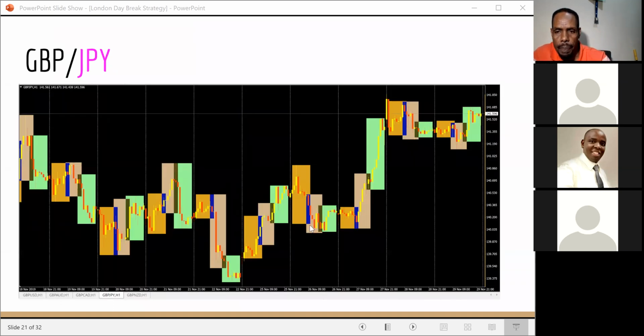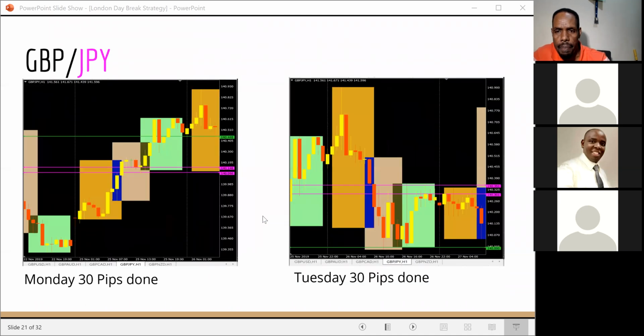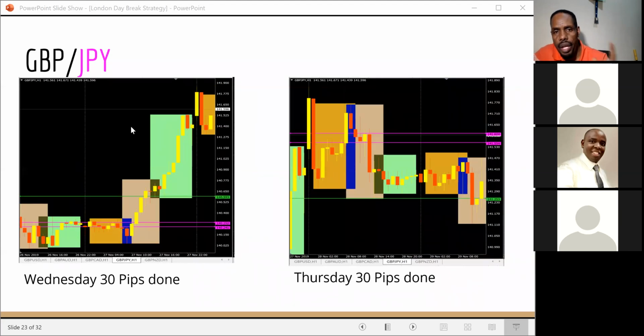All right. Now, Japanese yen, let's look at the Japanese yen. The Japanese yen Monday achieved its target. This is the first hour of the London session. On Tuesday, it achieved its target again. This is the first hour of the London session. We again triggered here and achieved our target. On Wednesday, we achieved our target again. It got triggered here and we achieved our target. On Thursday, we again achieved our target of 30 pips.